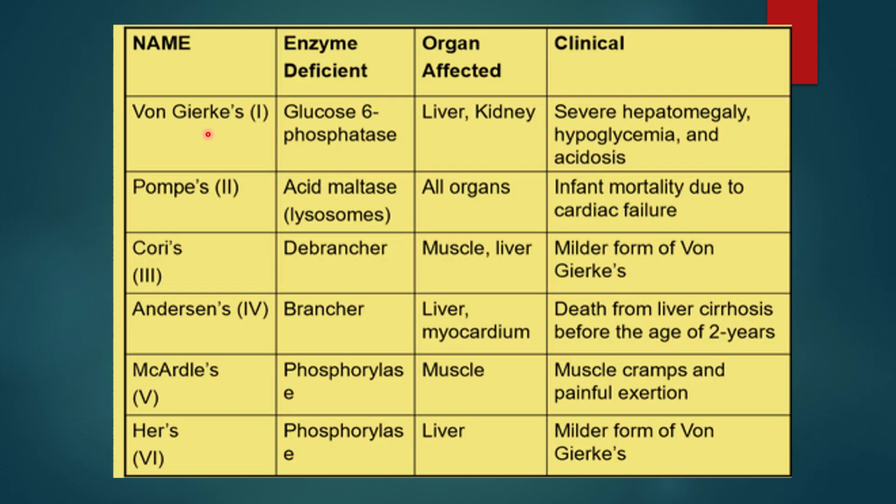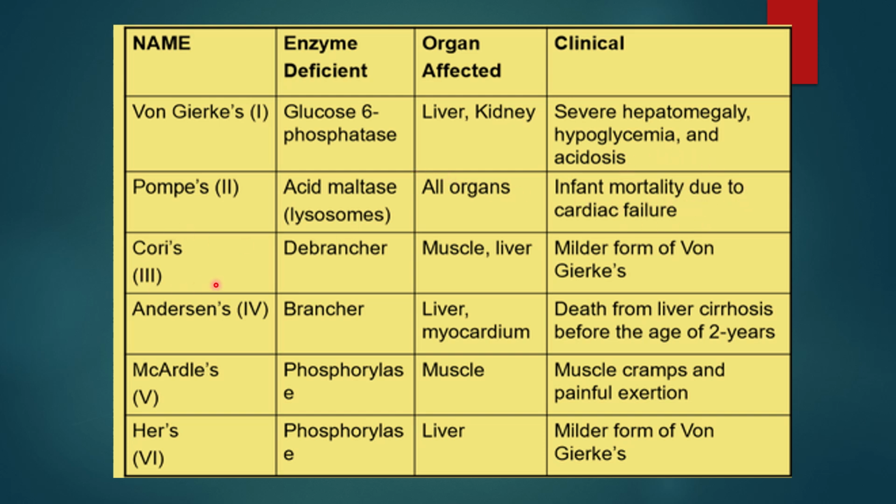Then von Gierke's disease, in a nutshell, is due to the deficiency of glucose 6 phosphatase, and the organs affected are the liver and kidney, and it is associated with severe hepatomegaly, hypoglycemia, and acidosis. These are the main features. While Pompe's is due to the deficiency of acid maltase, it is a lysosomal disorder. The enzyme lies in the lysosomes. All organs are affected, and infant mortality is due to cardiac failure.